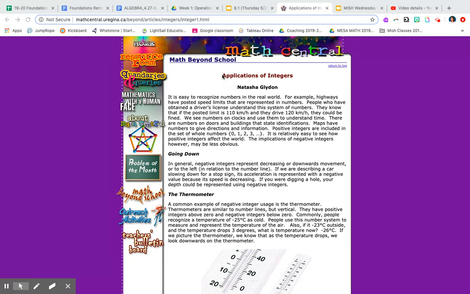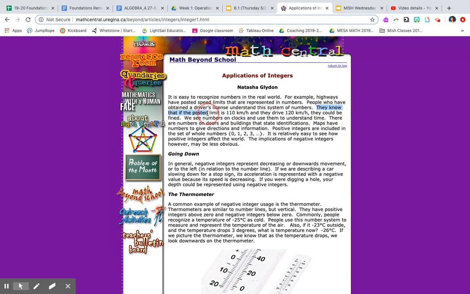Math Beyond School, Applications of Integers, by Natasha Glyden. It is easy to recognize numbers in the real world. For example, highways have posted speed limits that are represented in numbers. People who have obtained a driver's license understand this system of numbers.